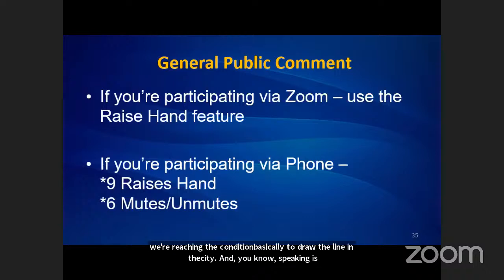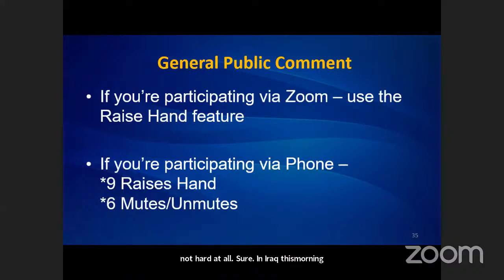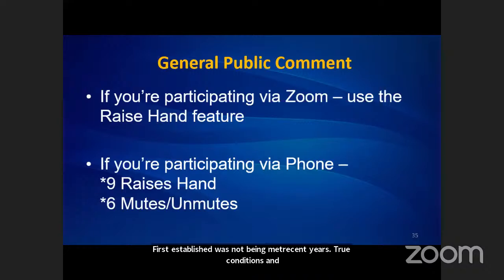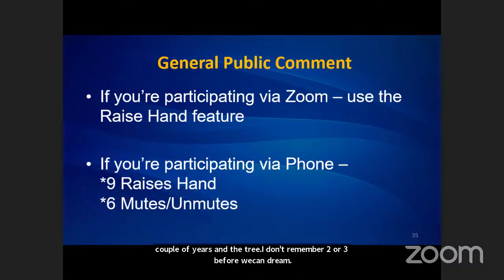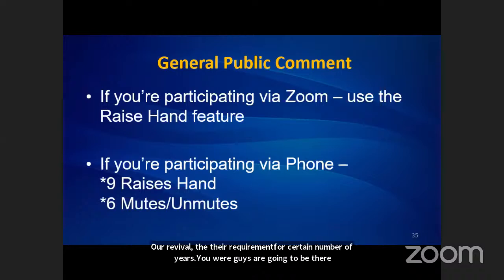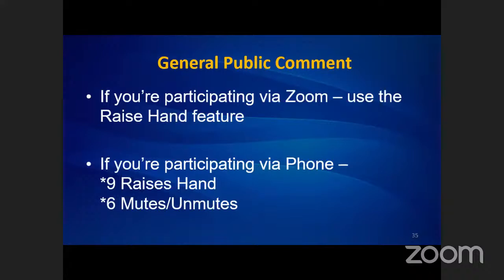So it's been established for a number of years. When it was first established, it was not being met. In recent years, through improved hydrologic conditions and the regulations that have been in place that address withdrawals in the southern water use caution area, we've seen a rebound in that region, and the target elevation has been achieved for the last couple of years, maybe 3, I don't remember, 2 or 3. To fully meet the minimum aquifer level, there's a requirement for a certain number of years, and we're potentially going to meet that soon, but we haven't quite achieved the target elevation the full number of years to say we've met the minimum aquifer level. But that's a description of the SWUCA SWIMAL.